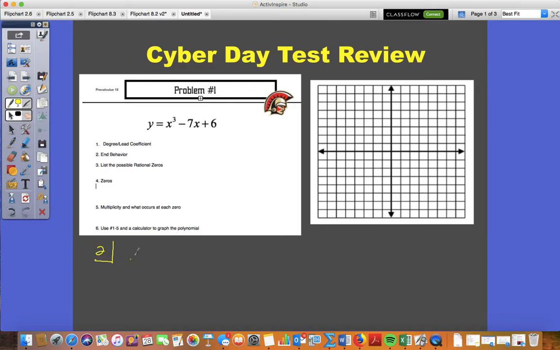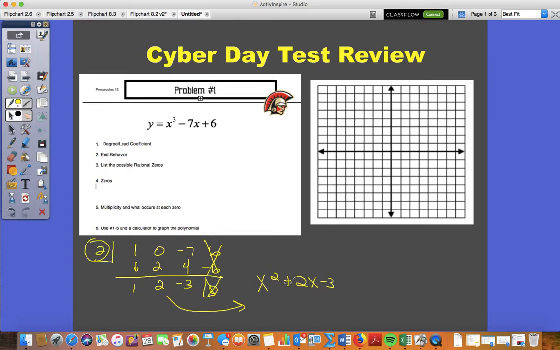Let's try +2 with 1, 0, -7, +6. Bring down the 1. We get a 2. 2 times 2 is 4. Add to get -3. -3 times 2 is -6. We combine to get 0. Oh, I've got a cookie. And this goes straight into x squared plus 2x minus 3. Since the remainder is 0, we know that this is one of our solutions.